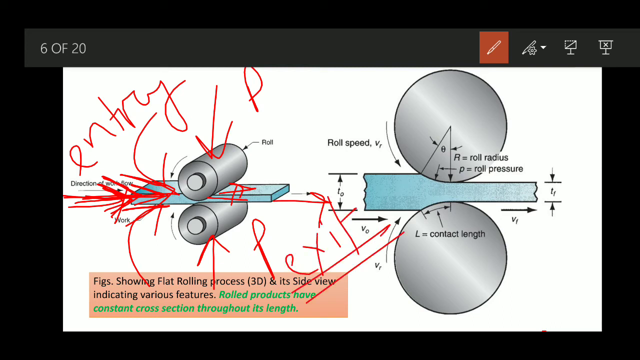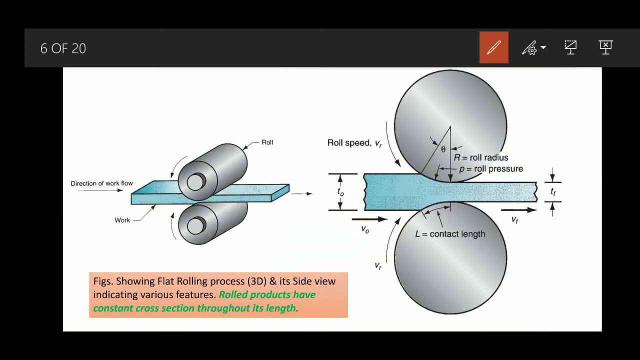Now what will be the difference between the entry and the exit? From this figure I believe all of you can visualize it in a three-dimensional case. This is the work strip, and this is the roller. This is the whole length of this particular roller, and it is a flat roller.